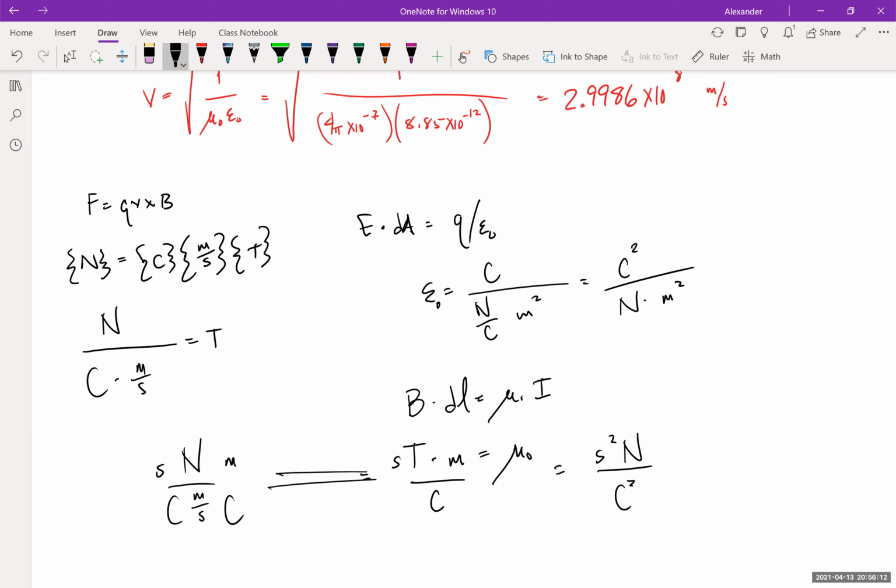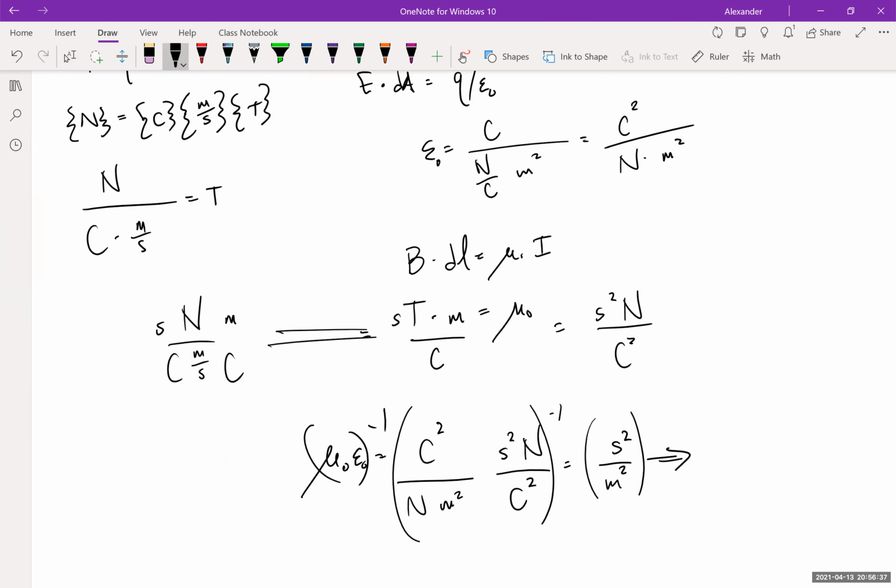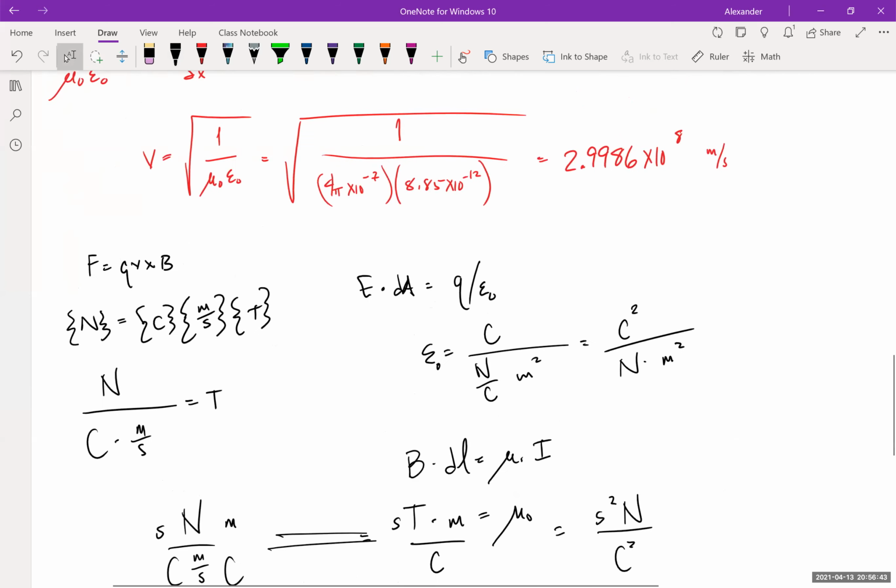So if we multiply these two things, that's coulomb squared over Newton meters squared times seconds squared newtons over coulomb squared. So we end up with seconds squared over meters squared. And if we take 1 over that, and the square root, it is absolutely meters per second. This is no accident. It's actually meters per second.